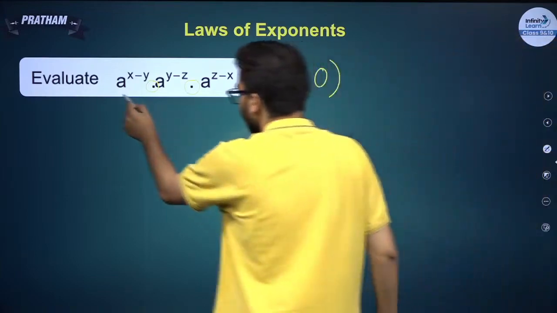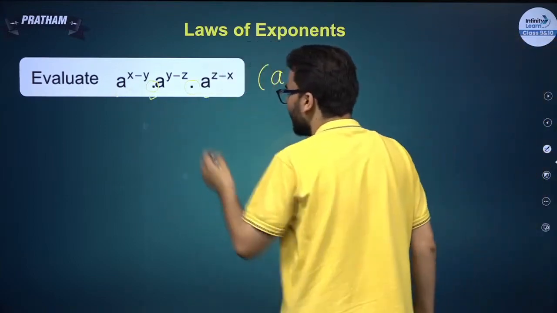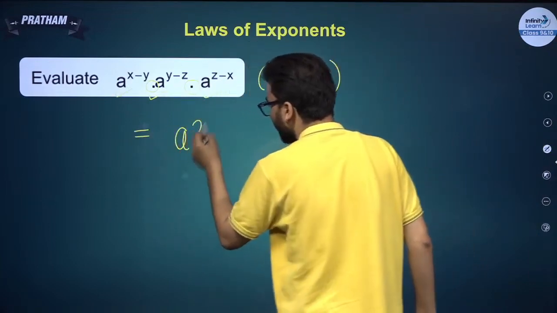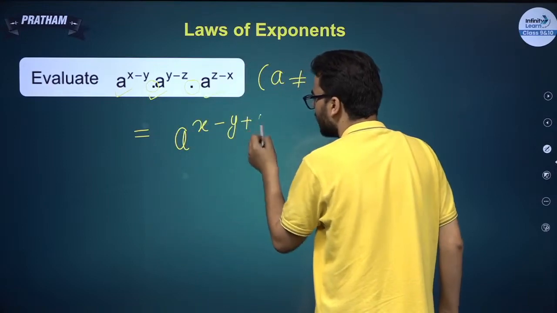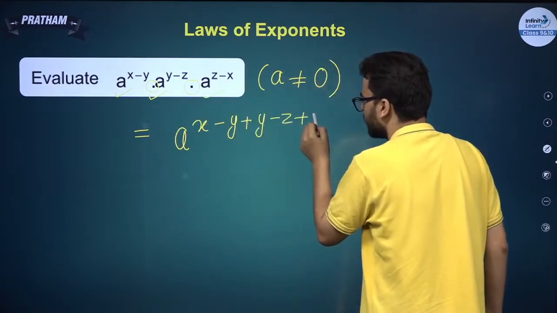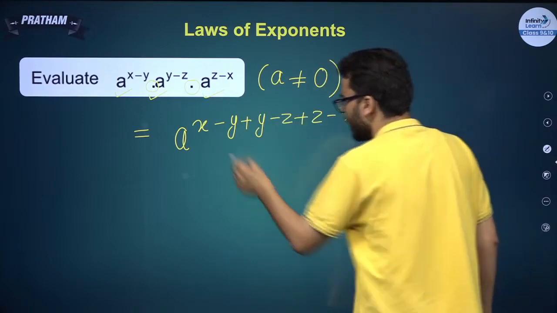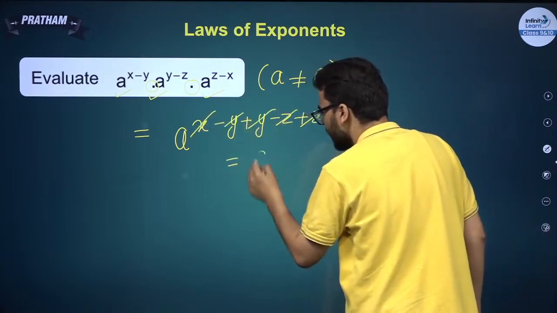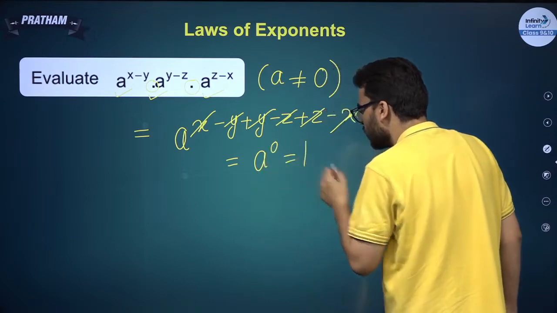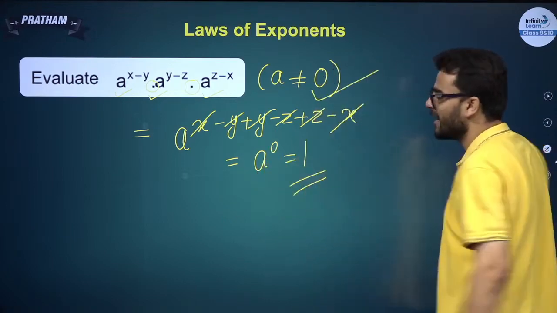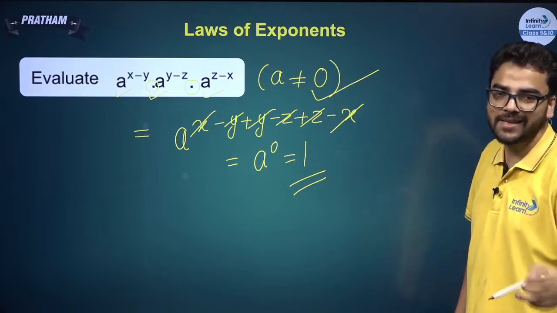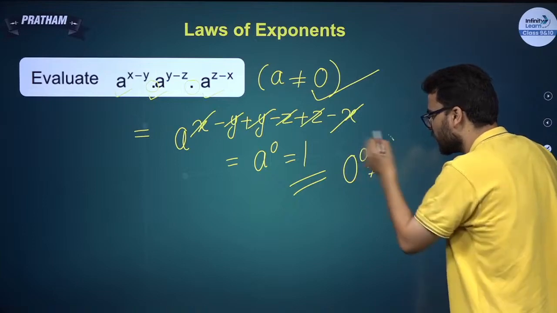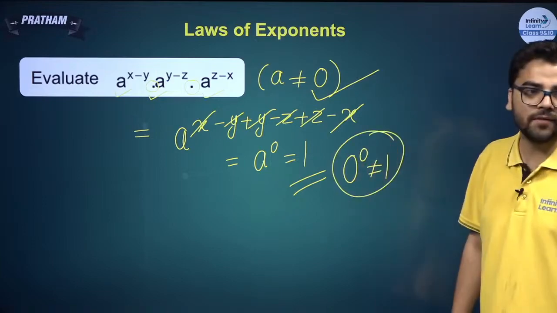So you see same base is there, same base a is there, and multiplication sign is in between them. So what can I do? I can add the exponents. We have studied this law of exponent. So what can I do? I can cancel it out. So this is nothing but a raised to the power 0, and that is equal to 1. And it was already mentioned that a is not equal to 0 because 0 raised to the power 0 is not equal to 1. It is an indeterminate form. I hope that is clear to every student over here.